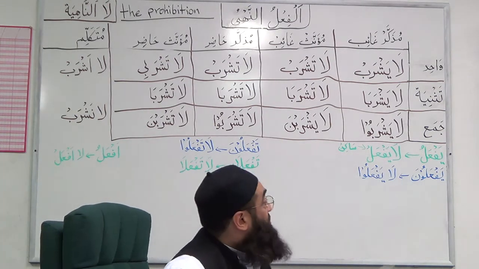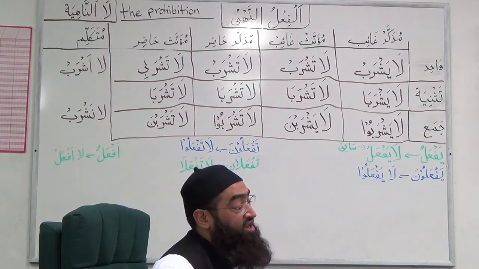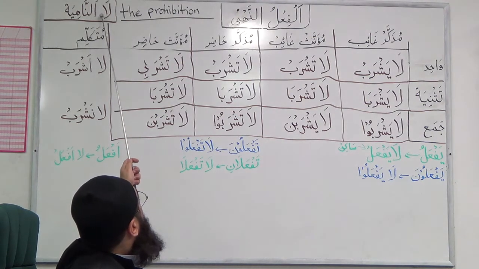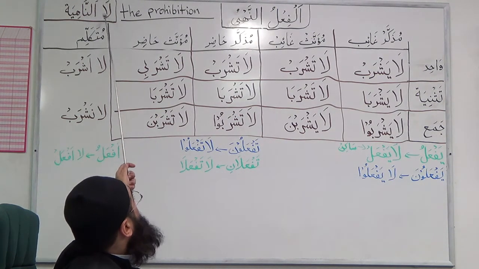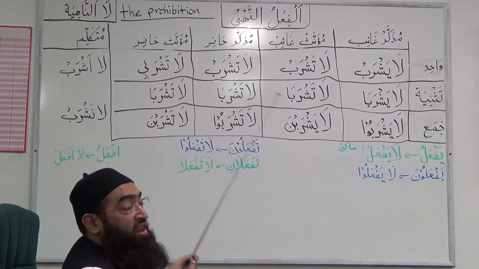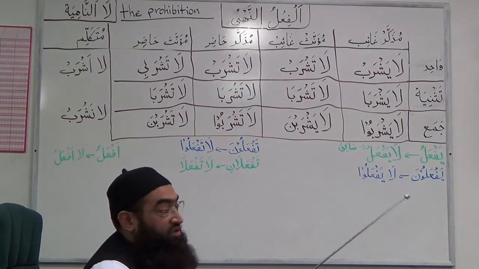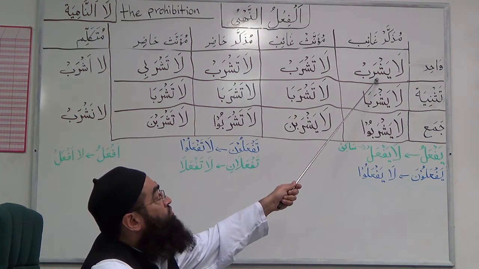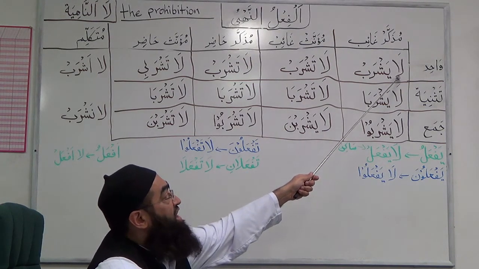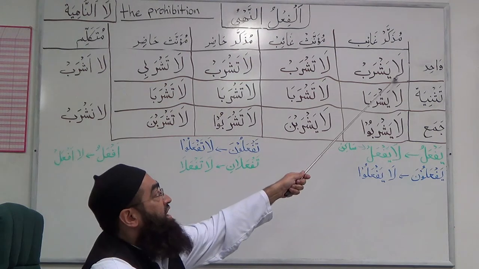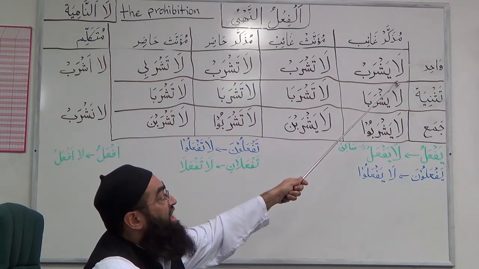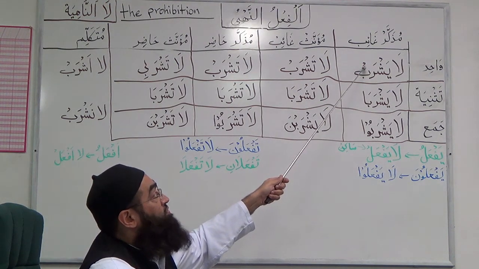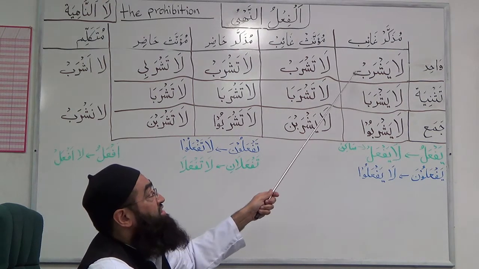All right? So this fi'l an-nahi is made from al-mudari'. So what you do is you bring this la an-nahiya, the la that prohibits, the la that forbids, when you want to forbid somebody. So yashrabu, you brought the la an-nahiya in the beginning of it. So it became la yashrabu. And this la nahiya, whenever it comes, it brings the state of jazm. So it will be sakin over here. So it became la yashrab.